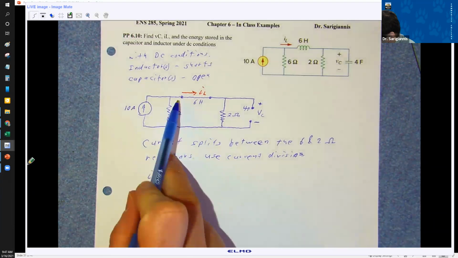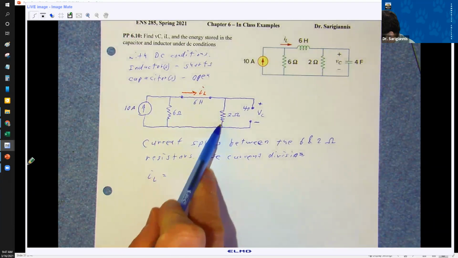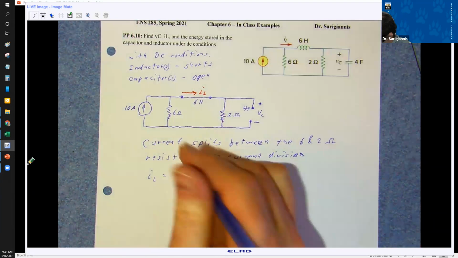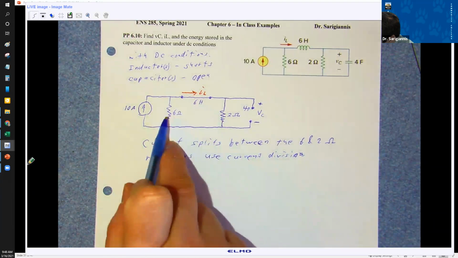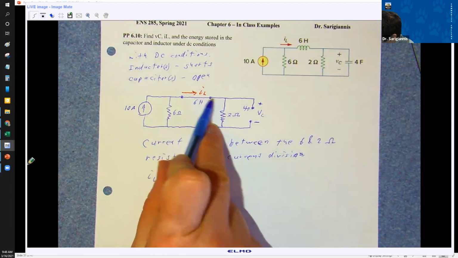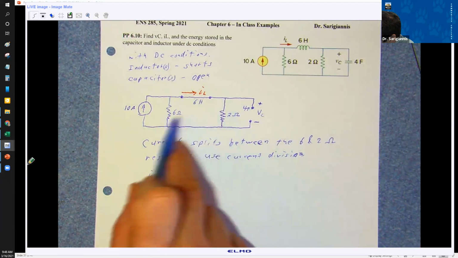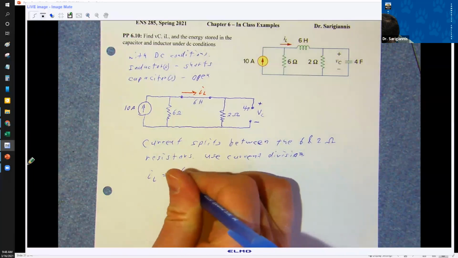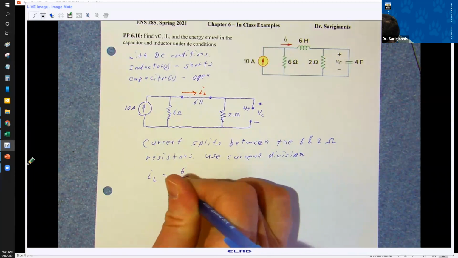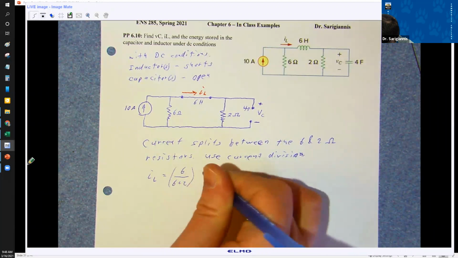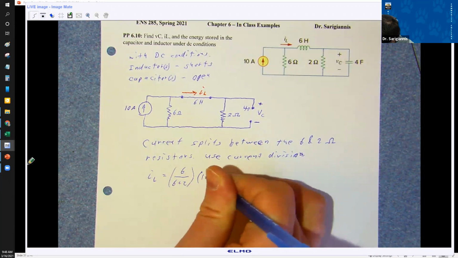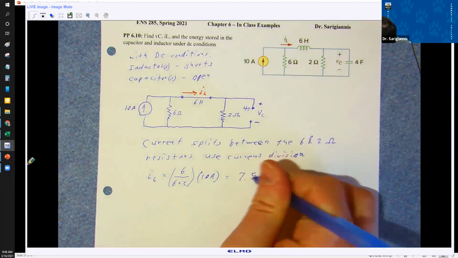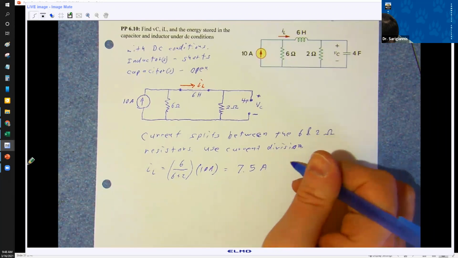IL is going to be the split, right? IL is the current that's going to be going through the 2 ohm resistor, not the 6 ohm resistor. So we know for resistors in parallel, the higher the resistance, the more current goes through there. So we take the higher resistance over the total resistance. So we've got 6 over 6 plus 2 times 10 amps, and here you get 7.5 amps. That's IL.